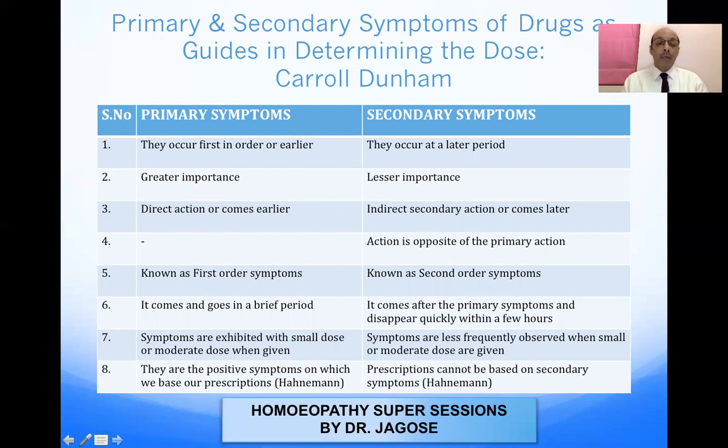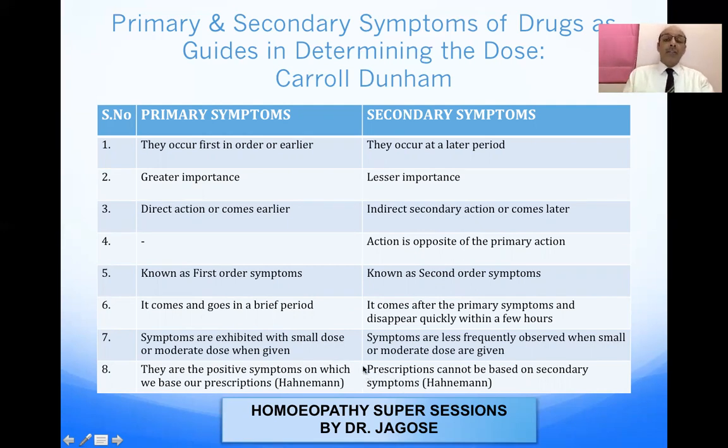Primary symptoms are known as first order symptoms, secondary symptoms are known as second order symptoms. Primary symptoms come and go in a brief period, whereas secondary symptoms come after the primary symptom and disappear quickly within a few hours. Primary symptoms are exhibited with small or moderate doses, and secondary symptoms are less frequently observed when small or moderate doses are given. Primary symptoms are positive symptoms on which we base our prescription, as said by Hahnemann, whereas prescriptions cannot be based on secondary symptoms, as quoted by Hahnemann.